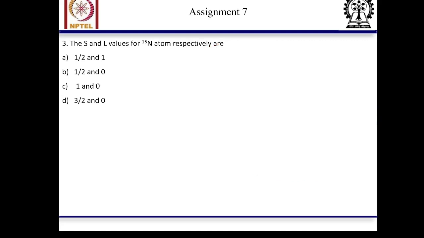Okay. So what are the S and L values of a p2 atom respectively? I will wait for another few seconds. Muhammad, can you guess what will be the answer for this question number 3?